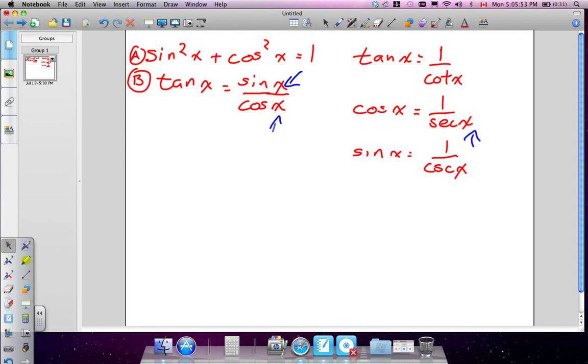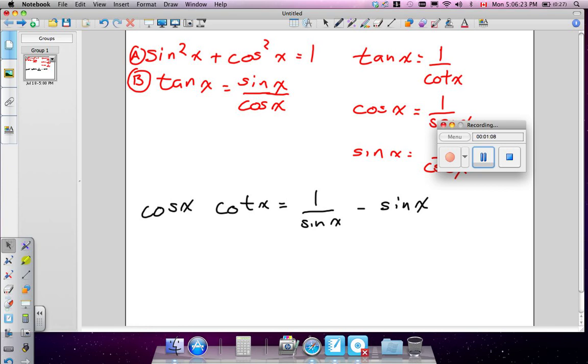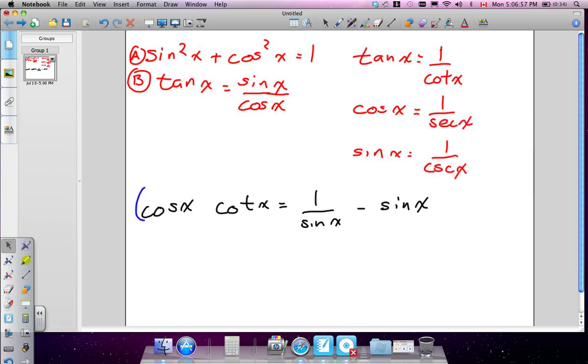Okay, so do you want to just go through the first question here? Is this what she's giving you? Okay, so the first question she dealt with, let's do this in black, is cosine x times cotangent x is equal to 1 over sine x minus sine x. Like I said, this means this times this, so these are like one number, and this is the same idea, a number and a number.